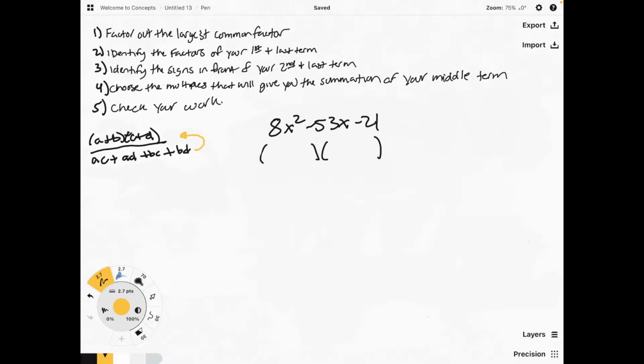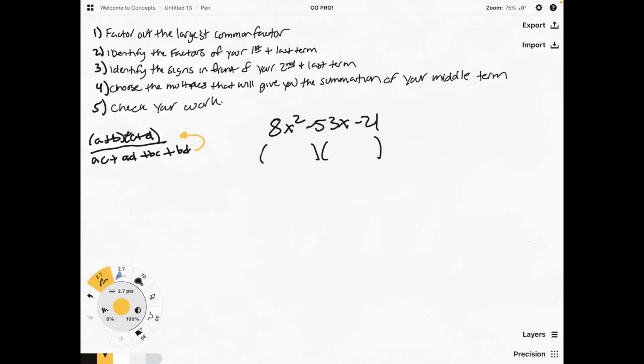Okay, so I generally go through these steps that I have listed here to help me solve the problem. Step 1 is factoring out the largest common factor. Step 2, identify the factors of your first and last term. Step 3, identify the signs in front of your second and last term. Step 4, choose the multiples that will give you the summation of your middle number. And step 5 is I check my work.